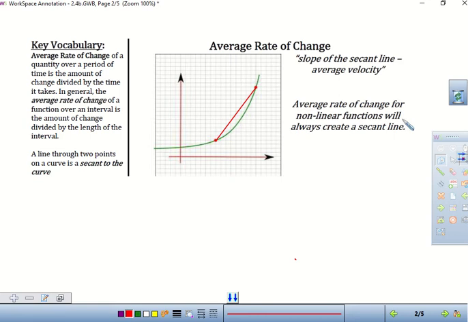So what's important to know is that the average rate of change for a nonlinear function will always create a secant line, okay? A secant. You guys are understanding this, right? Because this is important for your upcoming quizzes and stuff.